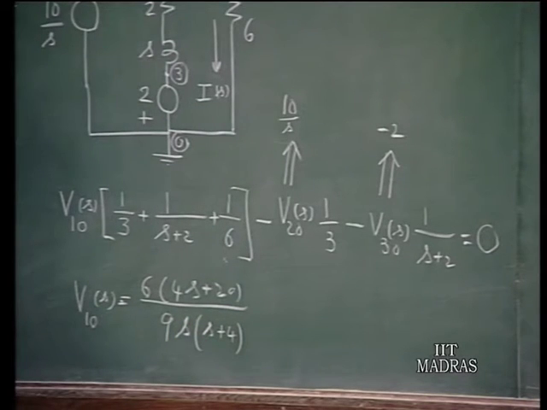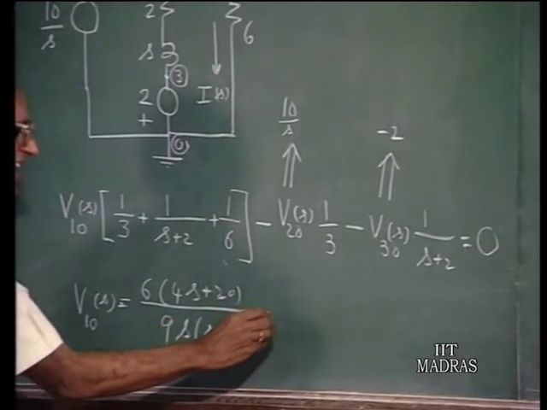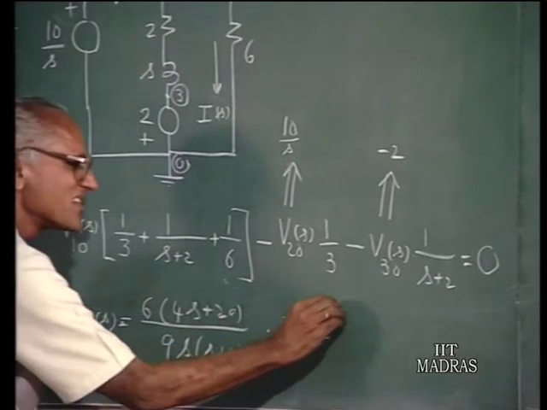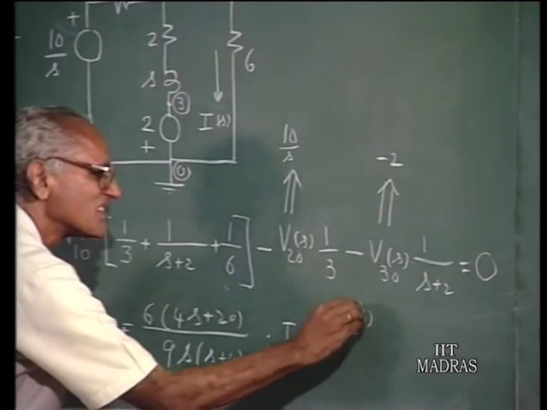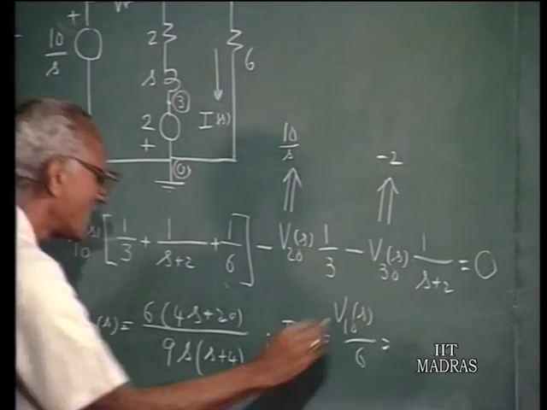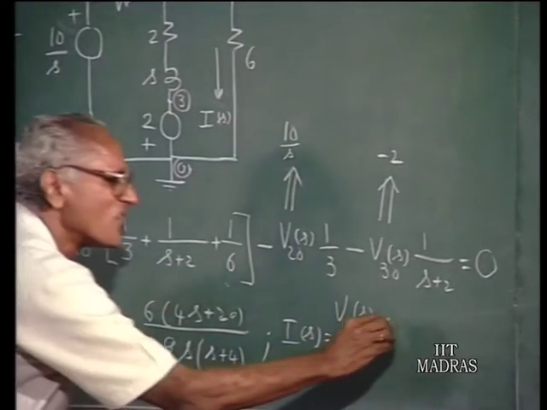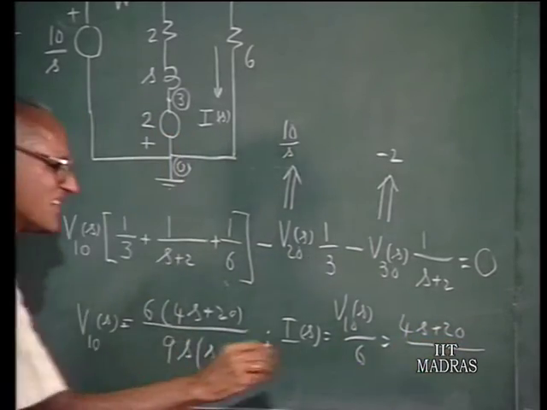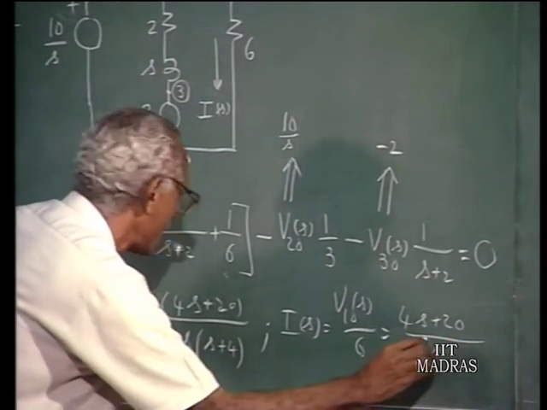But we are interested not in V10 of S, but the current in this 6 ohm resistance. Therefore, I of S is obtained by dividing V10 of S by 6, and when you do that, this becomes (4S plus 20) divided by 9S times (S plus 4).